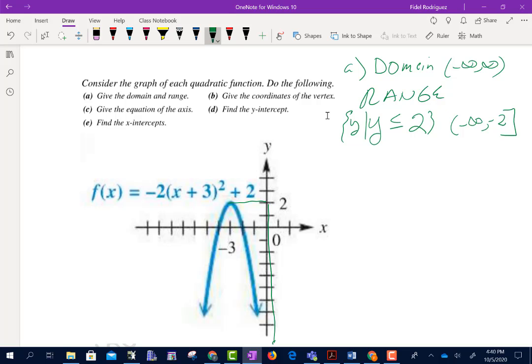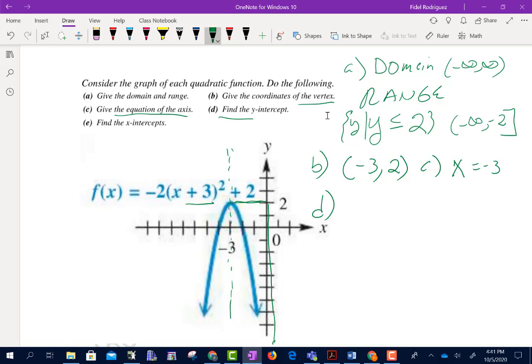Okay. Now let's do part B. We're going to find the vertex. So remember, the vertex, I'm going to change that first number, negative 3. This one stays the same. Okay. Part C, the equation of my axis. It's the line that cuts the graph directly in half. It's x equals negative 3, right? It's that vertical line. Okay.